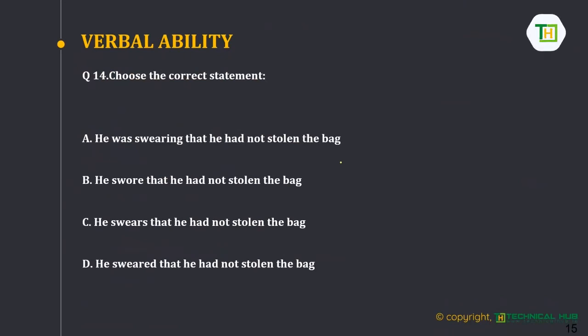So moving to the next part. Choose the correct statement. So which statement is correct? It is asking what the correct statement is. Once you read and finalize, you give me your reply. I'm waiting for your replies.